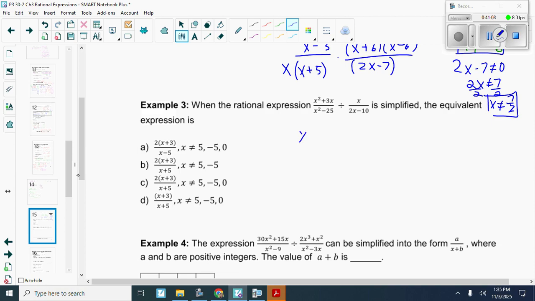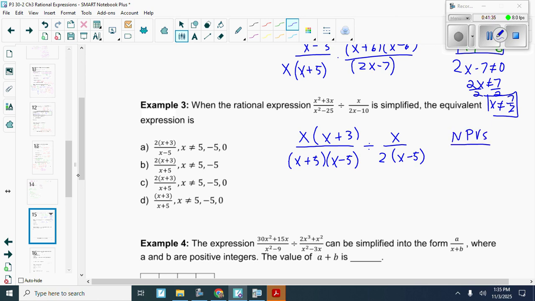I'm going to pull out a GCF of an x, and I'm left with an x plus 3. On the bottom, we have a difference of squares, so x plus 5, x minus 5. We're still dividing. We have a monomial on top and a GCF on the bottom. We can take out a 2 from both terms, so we're left with x minus 5. Our NPVs: x cannot equal plus or minus 5. That takes care of these two, and it actually takes care of that one. The 2 we don't have a problem with, so just 2 NPVs right now.